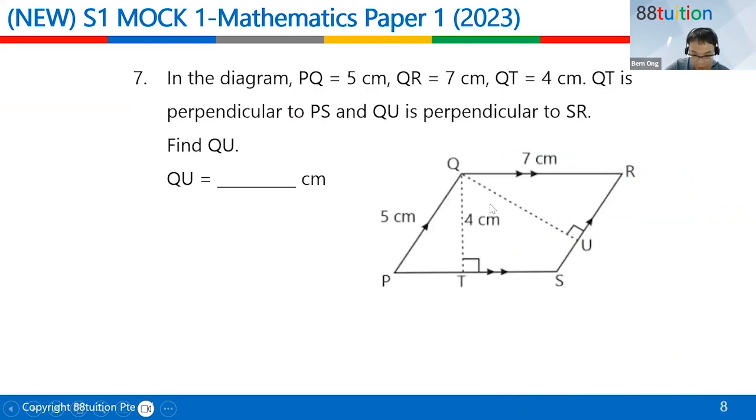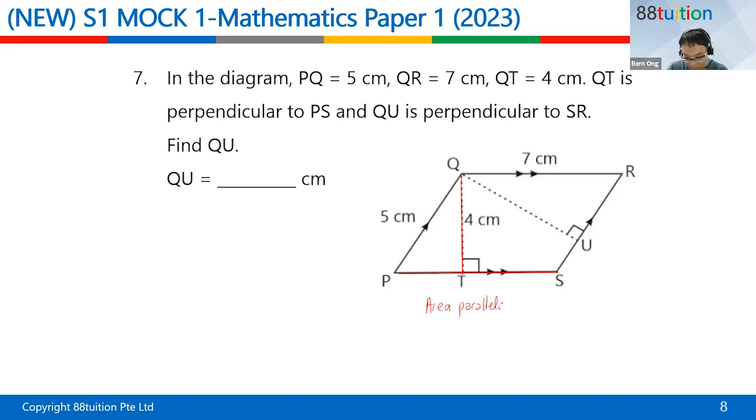In the diagram, PQ is 5 cm, QR is 7 cm, QT is 4 cm, QT is perpendicular to PS. Down here, can you see the perpendicular? Yes. Find QU. How to find QU? This is our question. Not much information, so what can you do? My advice to you is to find the area of the parallelogram first.